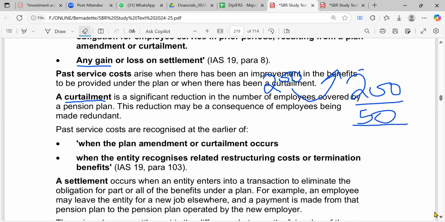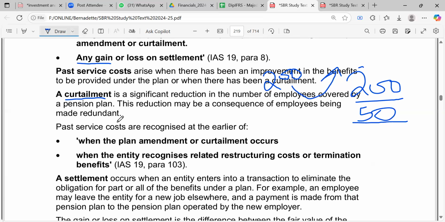Maybe just knowing more about the past service cost, but we have seen it already. Past service costs are recognized at the earlier of when the plan amendment or curtailment occurs, like we have seen above on the amendment and the curtailment, or when the entity recognizes the related restructuring cost or termination benefits. Of course, this is obvious. This is the common one, and it is the basis of the definition of the past service cost. That should be due to plan amendment or curtailment, right?